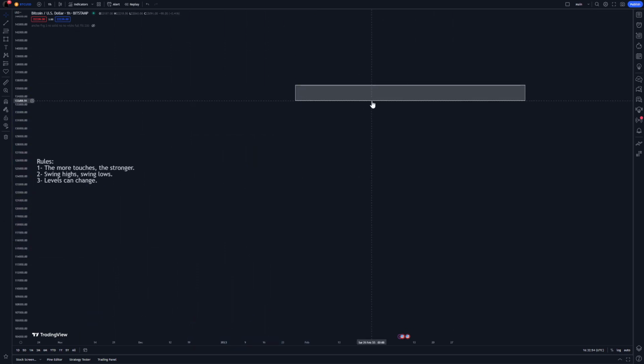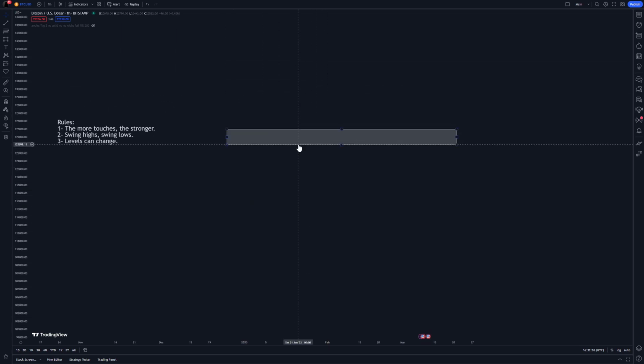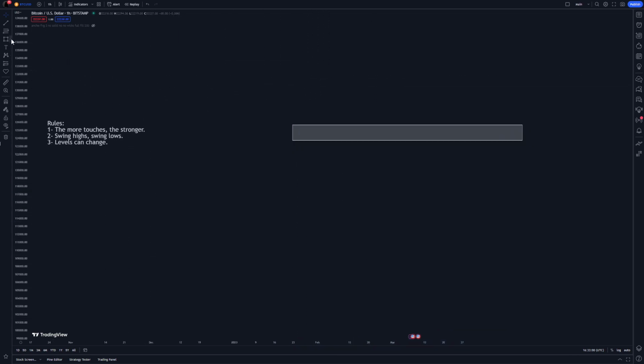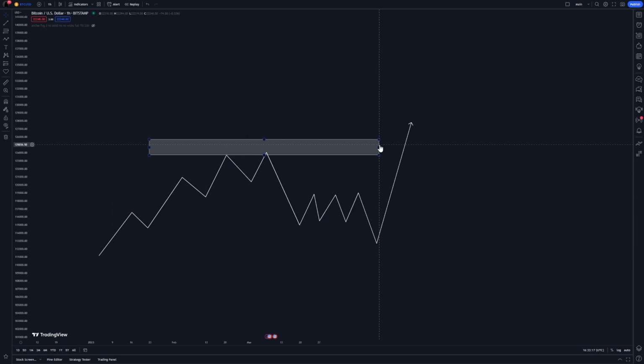Number 3, levels can change. What does this mean? We have a resistance level here. Let's take a path. Price is moving up, uptrend, higher highs. We hit a resistance level and can't break through it. Maybe we go down, consolidate a little, grab liquidity, and break through this. Now what happens here is, after we break through it, this level now acts as support.